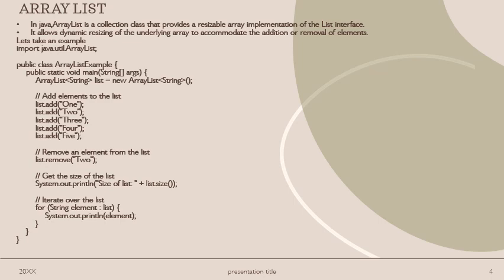We can also remove an element from the ArrayList, that is list.remove("2"). The 2 will be removed, which is at index position 1 in the ArrayList. We can also know the size of the ArrayList, that is list.size(). We print it using System.out.println, and the size of the list is given as list.size(), which prints the total number of elements present in the ArrayList. We can also iterate over the list, which means displaying it on the screen. Elements of the ArrayList are displayed using the for loop.